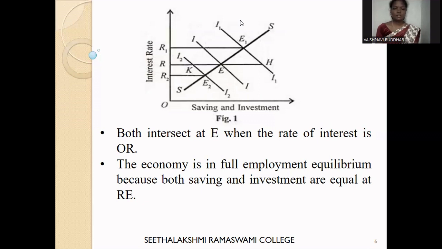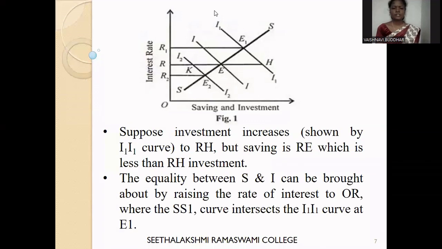Because at point E, the economy is in equilibrium at the full employment level. Why is it at the full employment level? Because saving and investment are equal at that point. Now suppose investment increases.